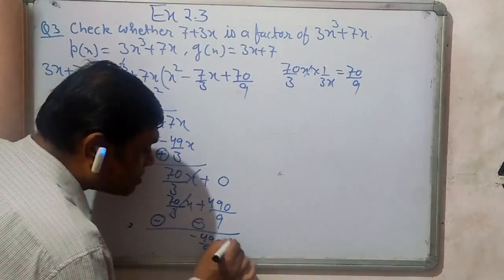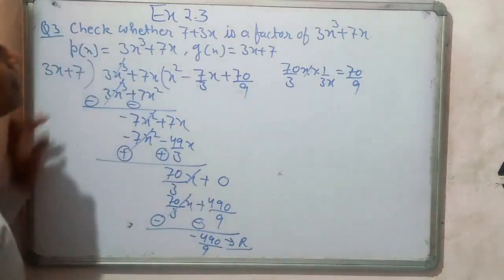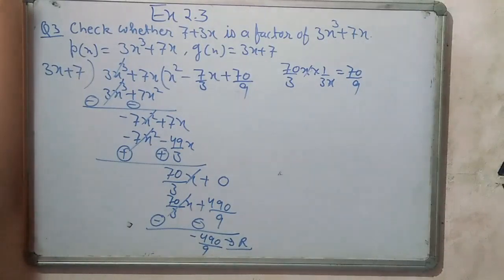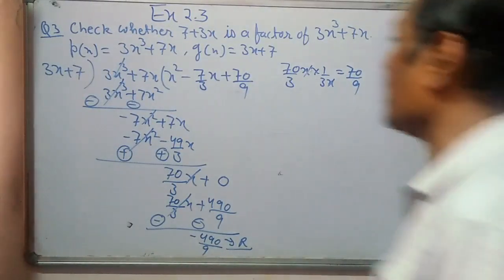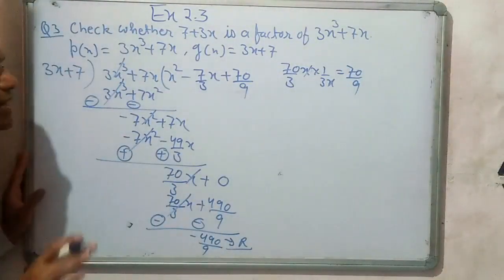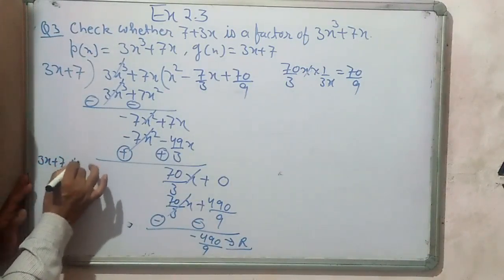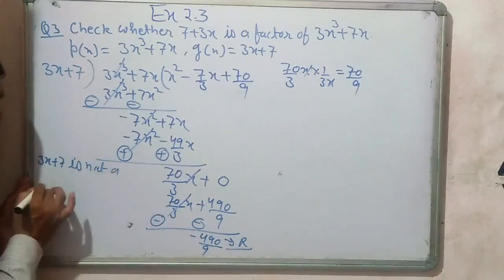So is the remainder 0? For checking a factor, we should have the remainder 0. Remainder is not 0, so we can say directly, yes, 3x plus 7 is not a factor.